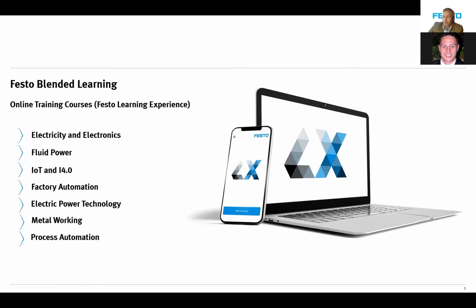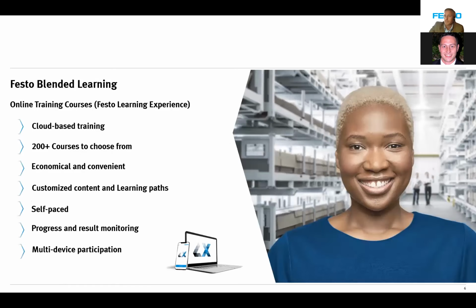And I will expand a little bit on Festo LX, because it's quite new, just to make you more comfortable with what Festo LX can offer us. Now, Festo LX is cloud-based training. There are over 200 courses to choose from. Very economical and convenient, so you can do it on your own time, whenever, wherever, on whichever device you want to do it. There's customized content and learning paths.